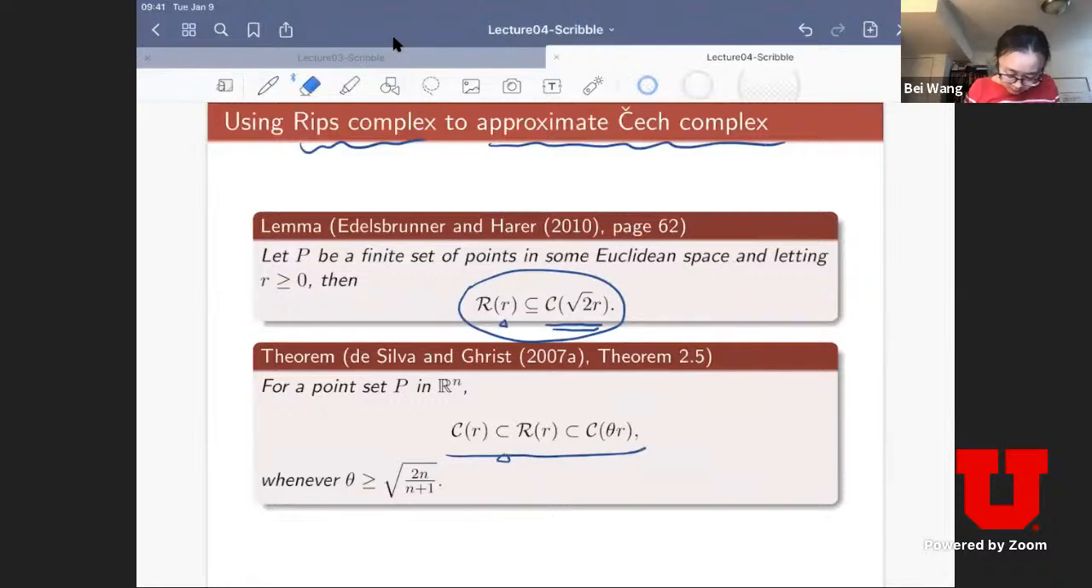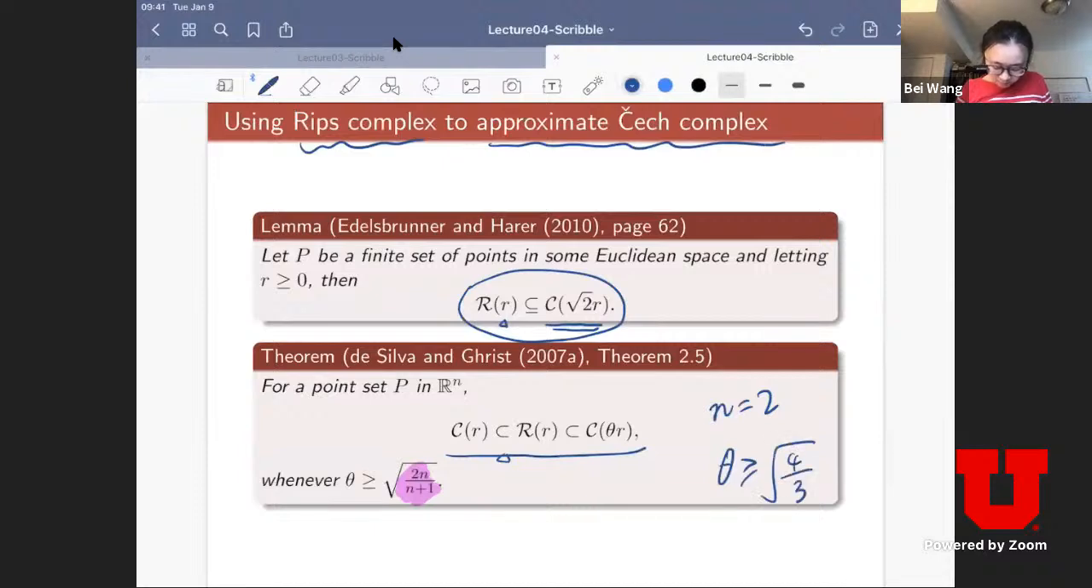So this constant here changes with respect to dimension. Okay, so if my n is equal to 2, then this constant is bigger or equal to 2 times 3. When my n is equal to 3, the constant is bigger or equal to 6 over 4, and so on and so forth, right? So why is this the case?